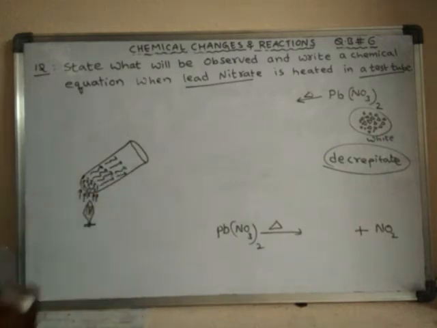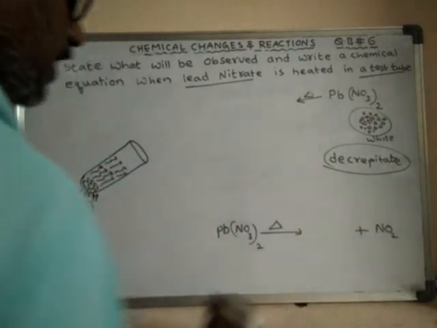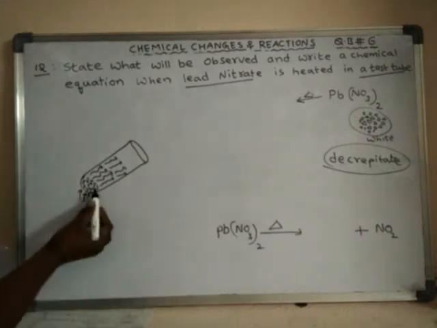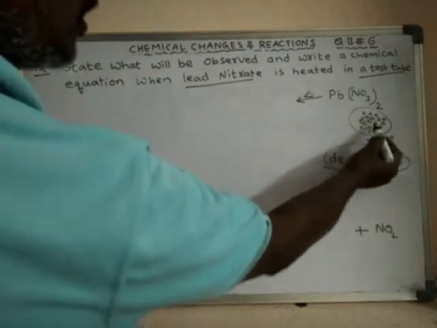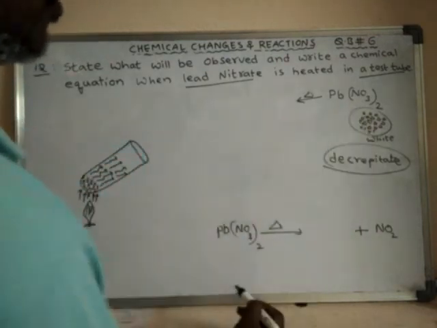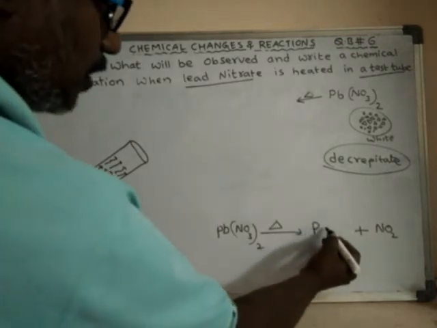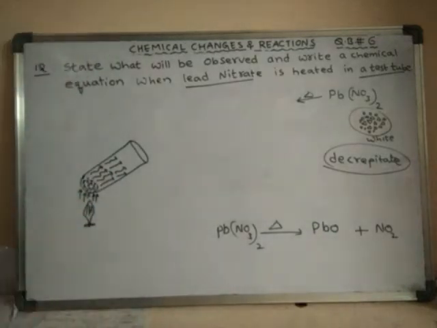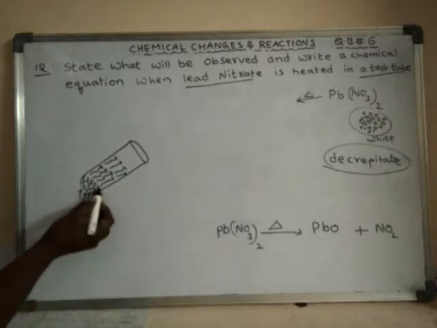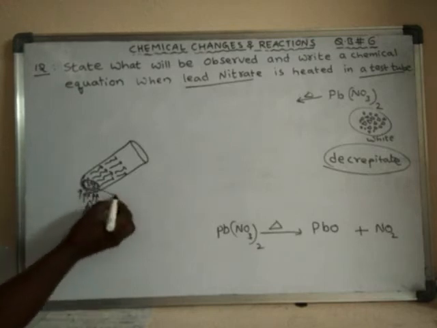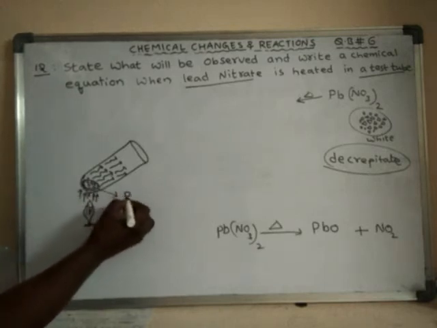So it gives off reddish brown colored gas. What is that gas? Nitrogen dioxide. And here the crystals are converted into powder. These crystals will break down, that means this substance will break down into powder. What is the powder? The powder is lead monoxide. Actually, this lead monoxide is leftover. The leftover substance is called residue.